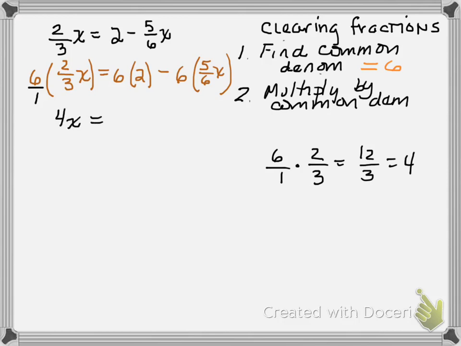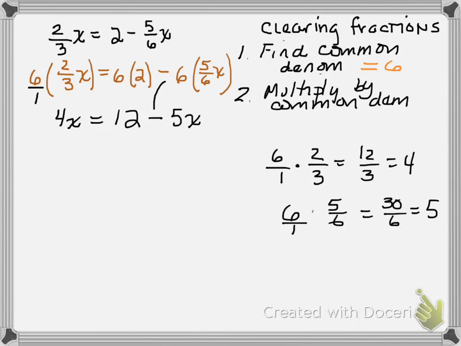Now I'm going to multiply my 6 times 2. So that's going to give me 12. And then I'm going to multiply finally my 6 times my 5/6. So when you do that multiplication out, you'll get 30/6, which reduces down to 5. So we've got minus 5x. Now we've got an equation that looks so much simpler than it did in the beginning.